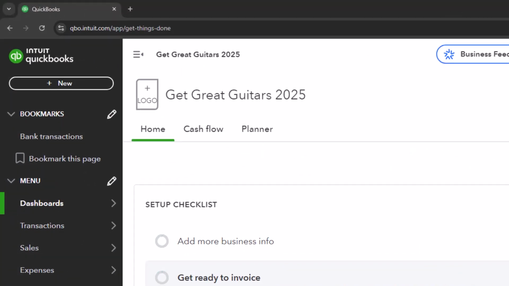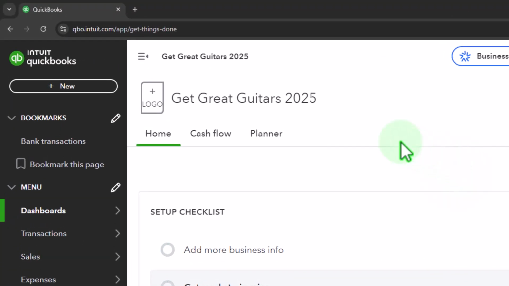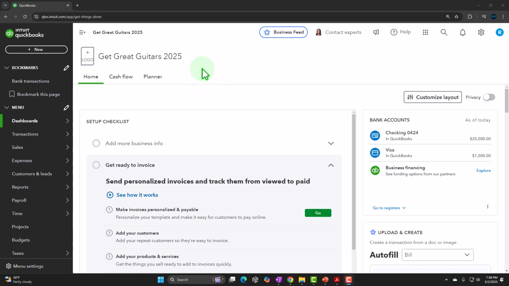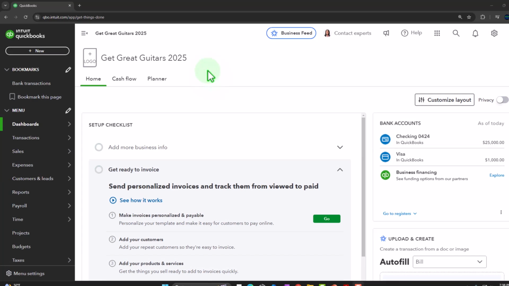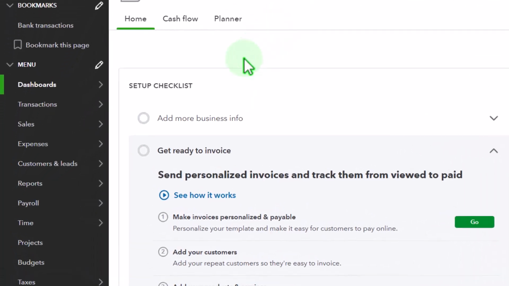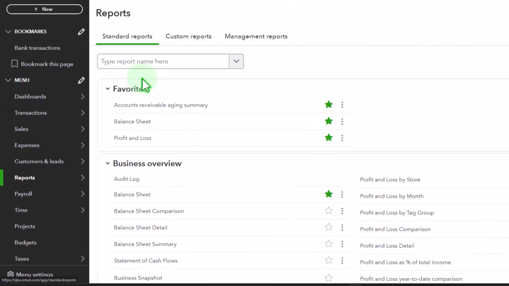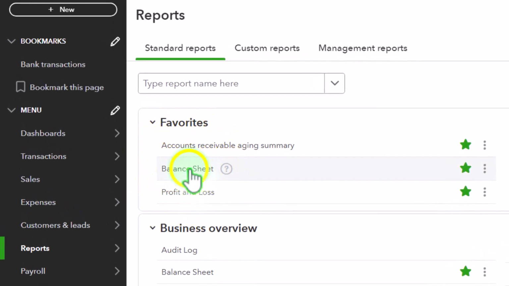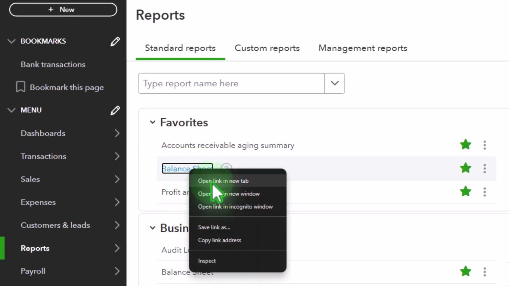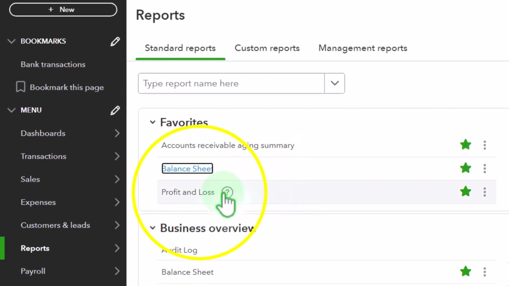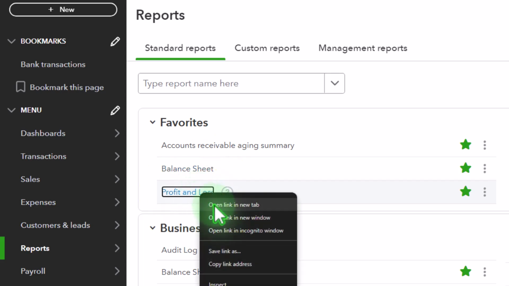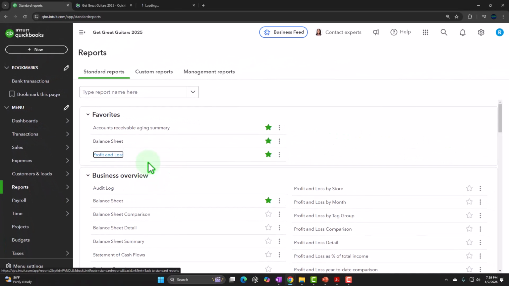Here we are in our QuickBooks Online Get Great Guitars 2025 project file we set up in a prior presentation. We're going to be opening up our major financial statement reports as we do every time. The reports on the left-hand side in the Standards tab under the Favorites. There's our balance sheet. Right-clicking on it to open the link in a new tab. Right-click in the profit and loss, also opening a link in a new tab.